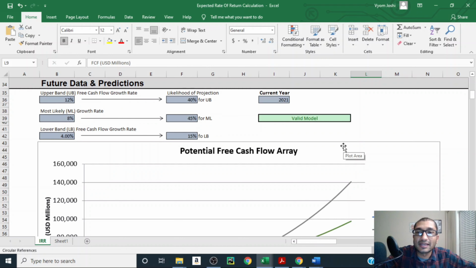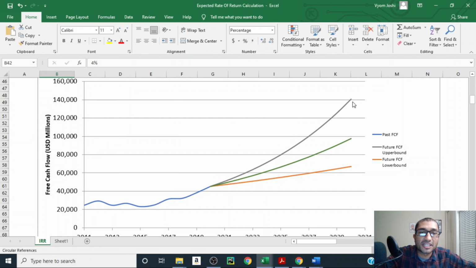Next, looking at the future data and predictions, I'm assuming that there's a 40% likelihood that Microsoft's free cash flow will grow at 12%. There's a 45% likelihood that its free cash flow will grow at 8%, and a 15% likelihood that its free cash flow will grow at 4%. These are the potential free cash flow rates that we get into the future.